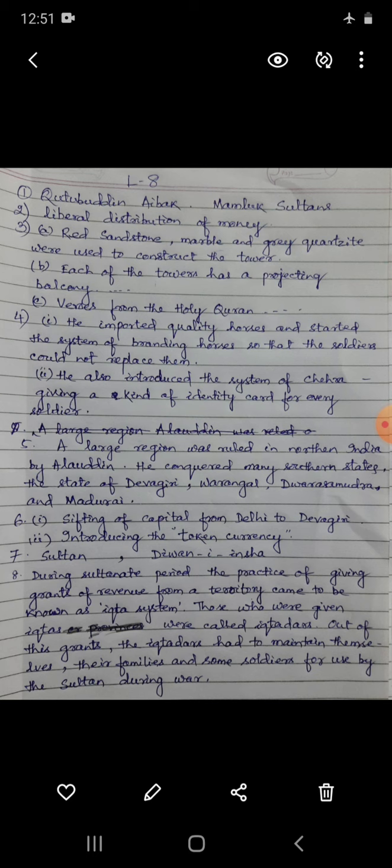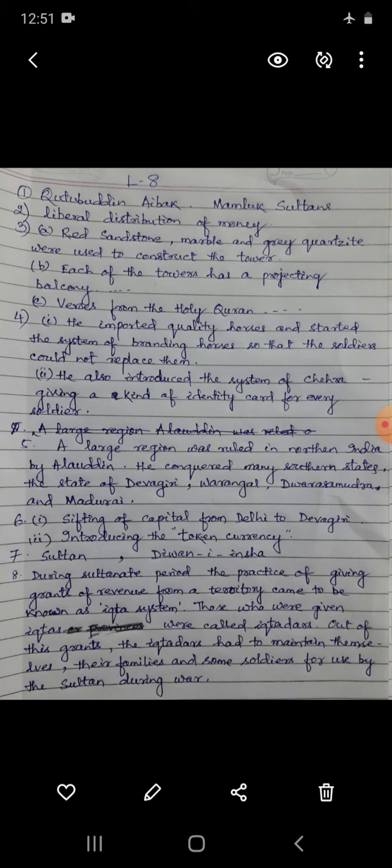Answer: Qutbuddin was known as Lakhbaksh because of his liberal distribution of money; he earned the title of Lakhbaksh. So you have to complete the sentence. I have given the points only, but you have to write in sentences. Then you see question number 3. State any two architectural features of Qutub Minar.